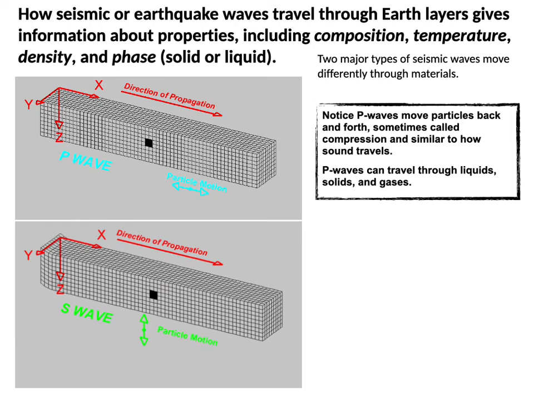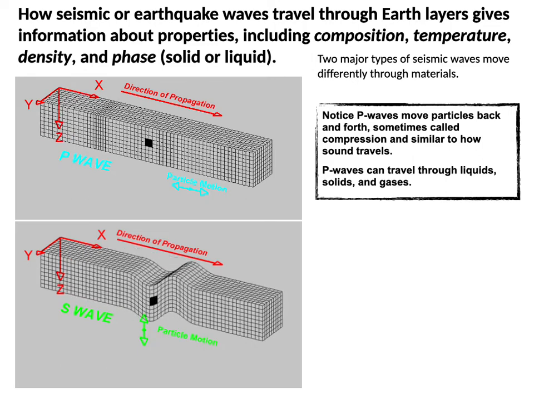Turns out they move the fastest of any seismic wave. And because of the way that they move through materials, P waves can travel through liquids, solids, and gases. Doesn't matter what it is, they can travel through. This is similar to sound waves. You can hear sound through liquids, solids, and gases.